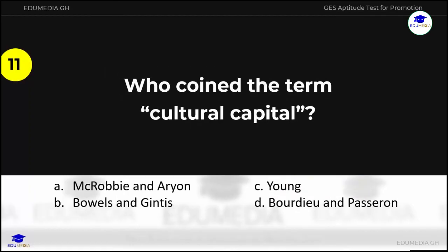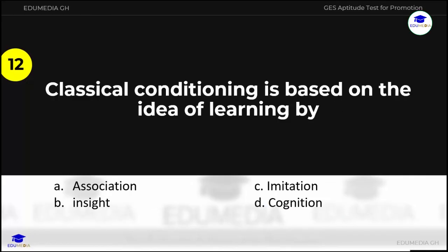Question number 11. Who coined the term cultural capital? A. Mark Robbie and Ion, B. Bowles and Gintis, C. Young, and D. Bourdieu and Passeron. The correct answer is D. Bourdieu and Passeron. The term cultural capital was introduced by the French sociologist Pierre Bourdieu and Jean-Claude Passeron in the 1970s.